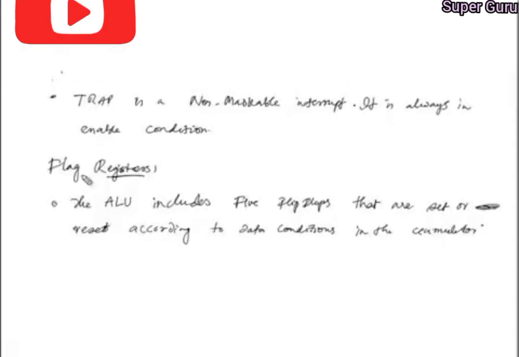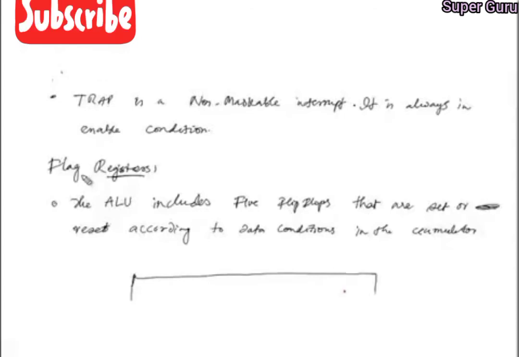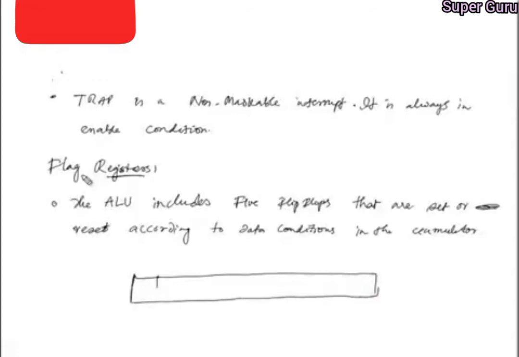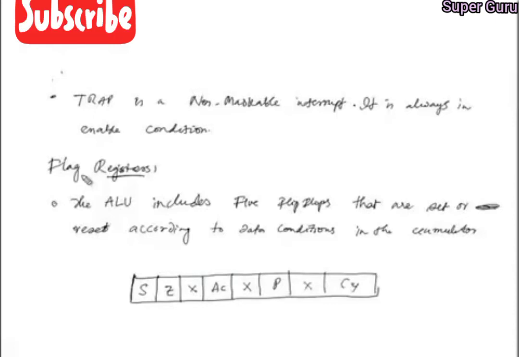So what is this flag register? First sign, then 0, this is empty. This is auxiliary carry. Then empty. Then parity. Then empty. This is carry. So this is the flag register. So first one, what is the sign flag? What does it indicate?